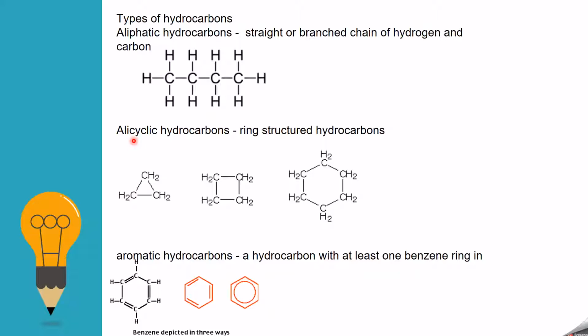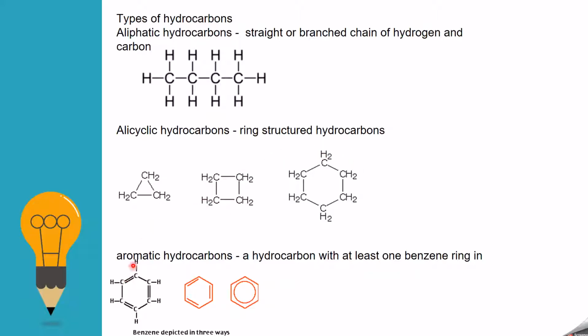And so if we move on to alicyclic hydrocarbons, this is a ring structured hydrocarbon, so it's in the shape of a ring. It can be triangular, it can be quadrilateral, and it can be hexagonal. So you'll come across alicyclic hydrocarbons later on.